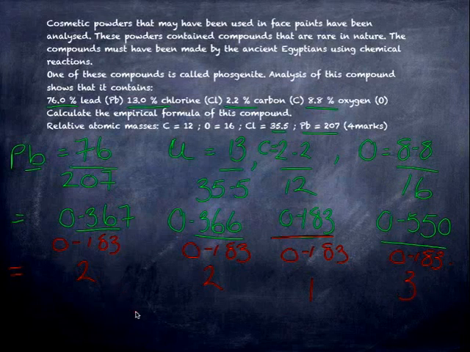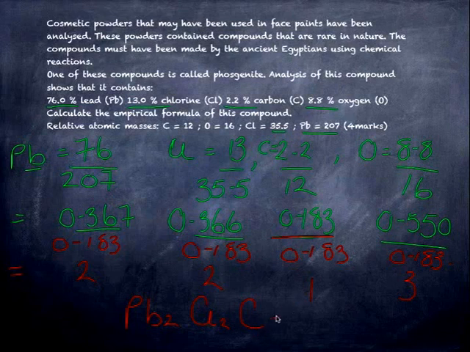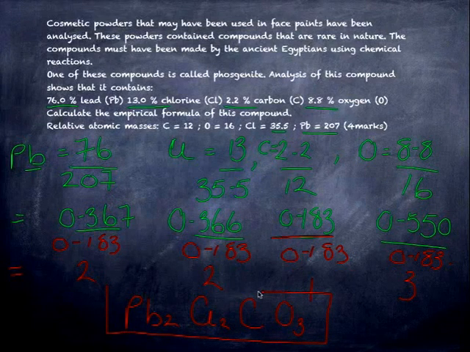So finally, for this empirical formula, we have lead, Pb2, the chlorine, Cl2, the carbon, there's 1 mole of that, so that'll just stay as 1C, and for the oxygen we have a 3. Hence our empirical formula for this particular lead compound. Hopefully that's what you got.